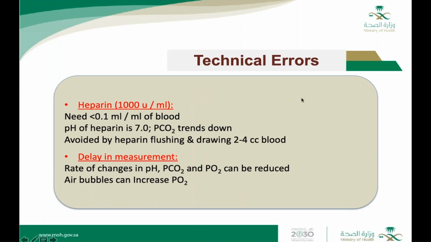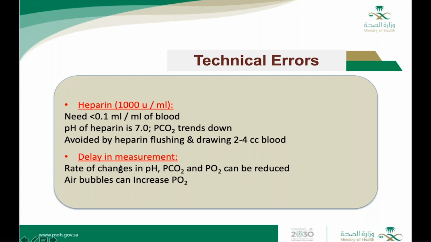So in this slide, let's discuss some technical errors, such as heparin. You know that if you draw blood gas, the syringe has to be heparinized. If it's not already pre-heparinized from the manufacturer, you have to add less than 0.1 ml. Otherwise, if you increase the heparin amount in the syringe, this will affect your results.